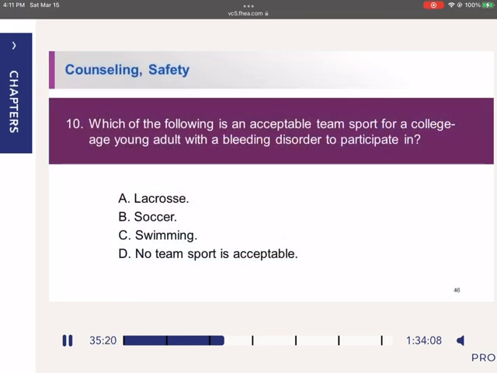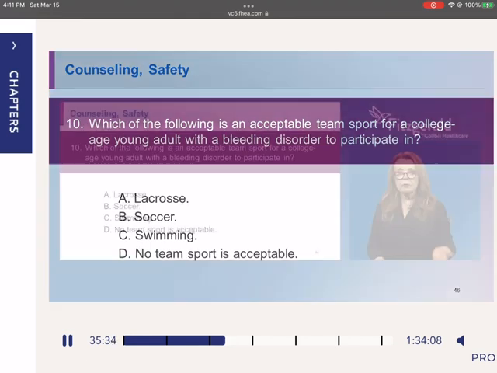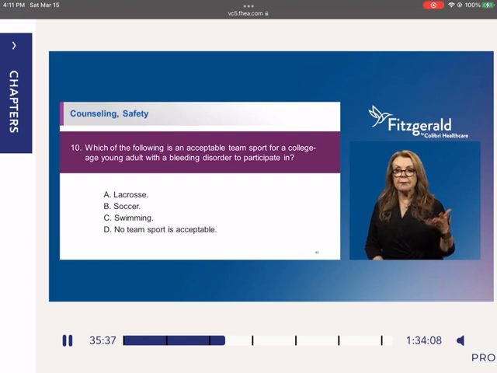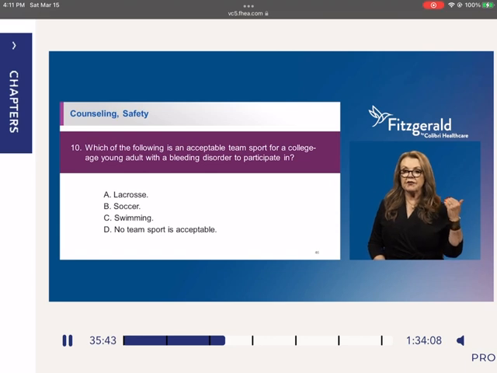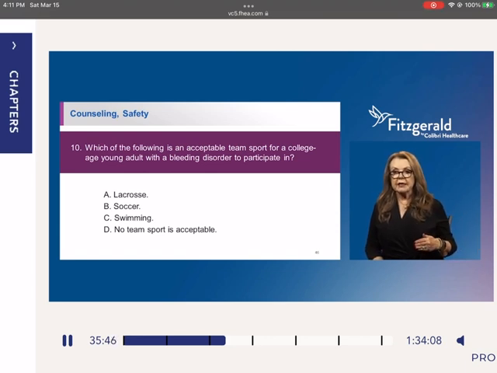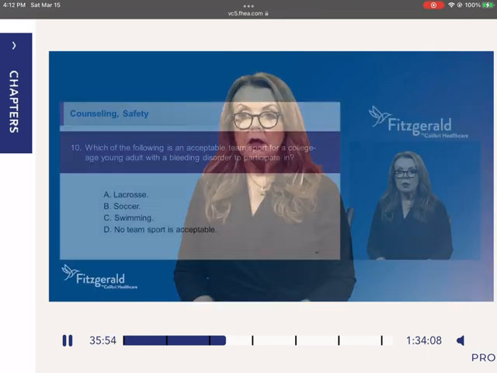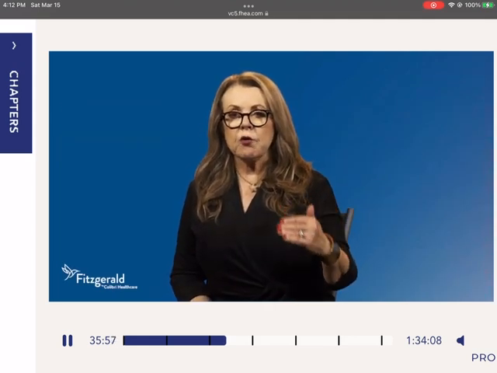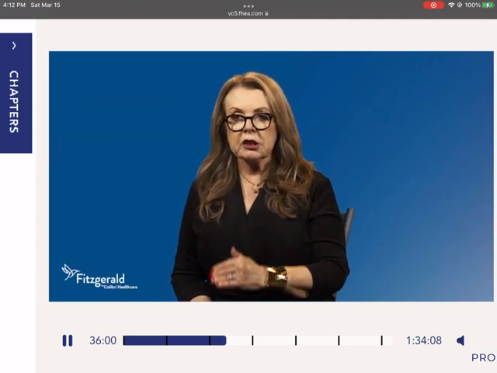Let's switch gears now and take a look at a counseling safety question. Question 10, which of the following is an acceptable team sport for a college-age young adult with a bleeding disorder to participate in? What you have to do is consider this. A person with a bleeding disorder is likely to bruise more easily. If they're cut, they could bleed more easily. Would it be A, lacrosse, B, soccer, C, swimming, D, no team sport is acceptable? What are you looking for here? You're looking for a low impact, low collision sport.